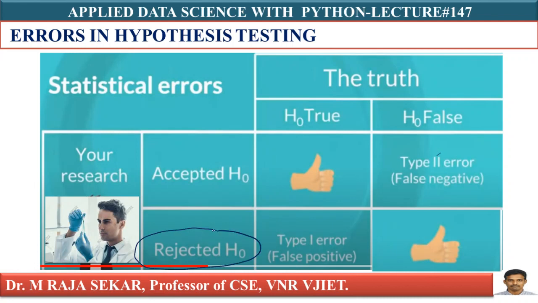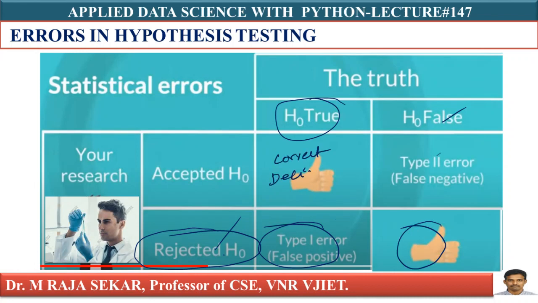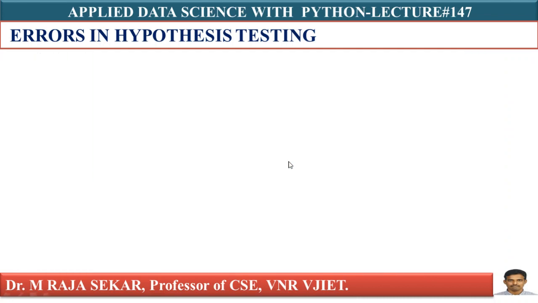Again, there is another possibility, rejecting the null hypothesis. In reality H naught is true, but you are rejecting it. That is a type 1 error. That is a false positive, isn't it? Reject H naught when it is false, that is no issue, it's correct. Here you have a correct decision, and here also you have a correct decision.